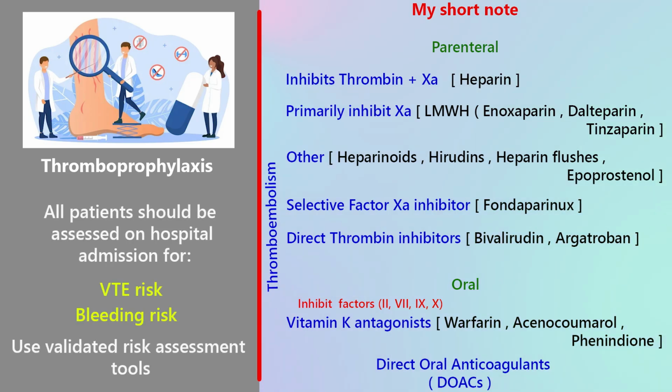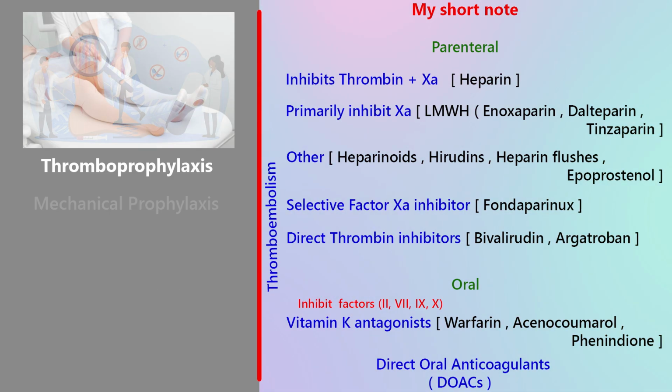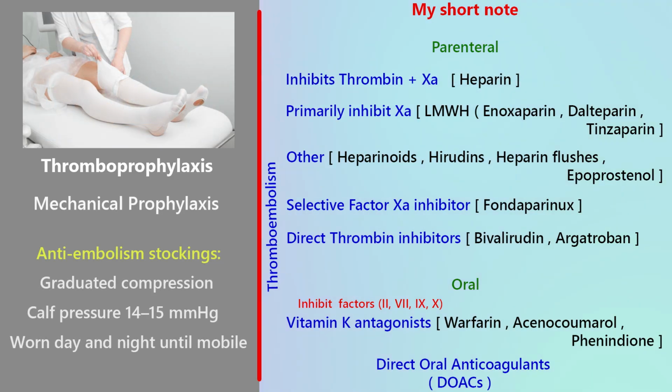Now let's talk about something very powerful, prevention. Every single patient admitted to hospital must be assessed for VTE risk and bleeding risk. This is not optional. We use validated tools like NICE guidance. Thromboprophylaxis comes in two forms, mechanical and pharmacological. First, mechanical methods. Anti-embolism stockings apply graduated compression. They improve venous return. They are worn day and night until the patient is mobile.